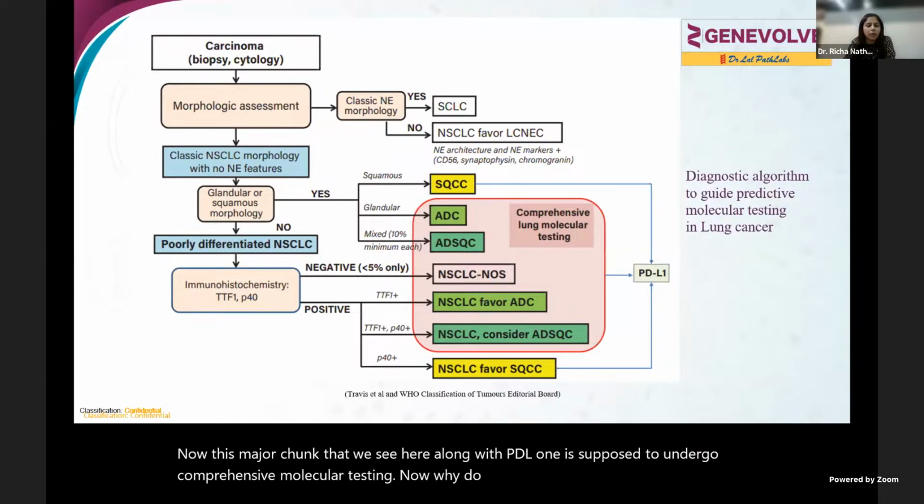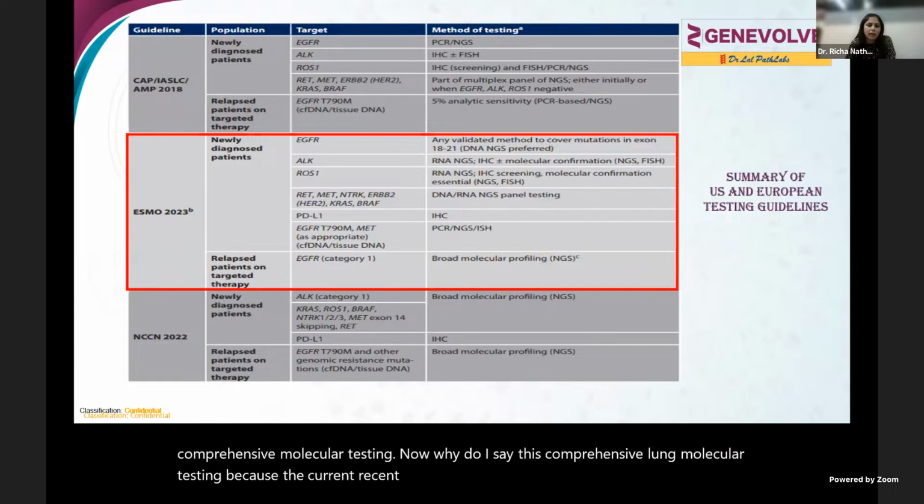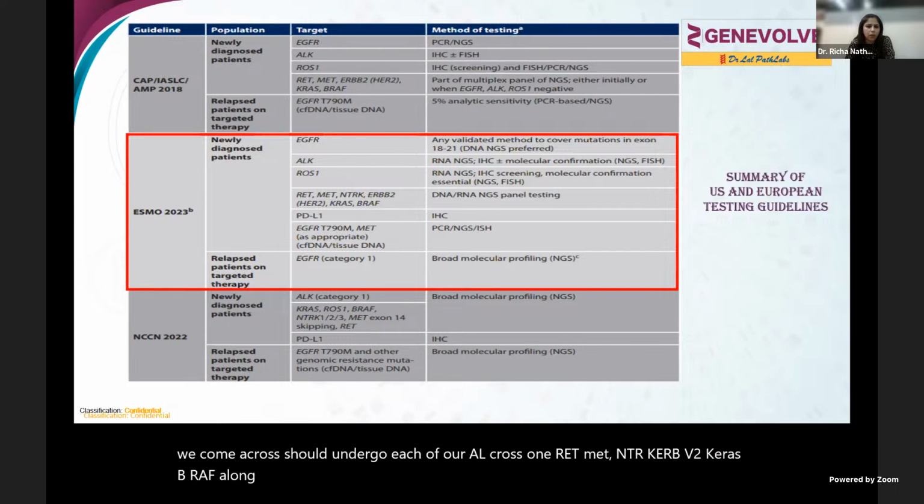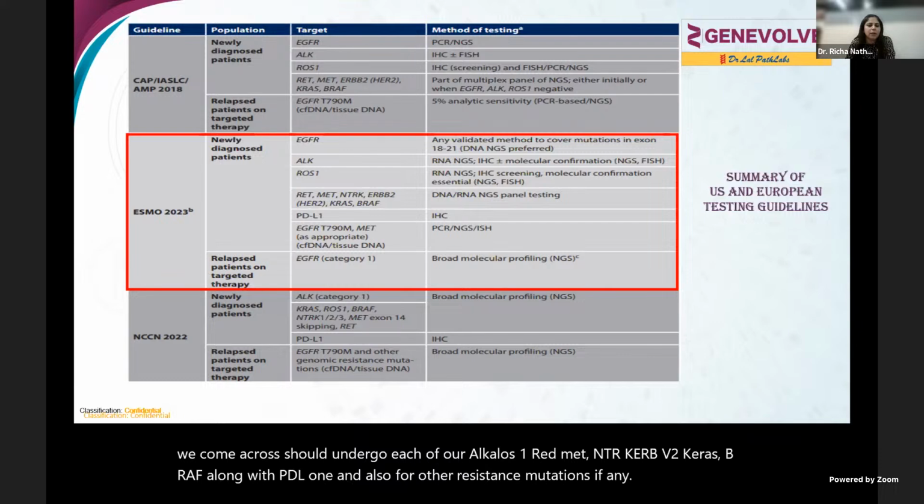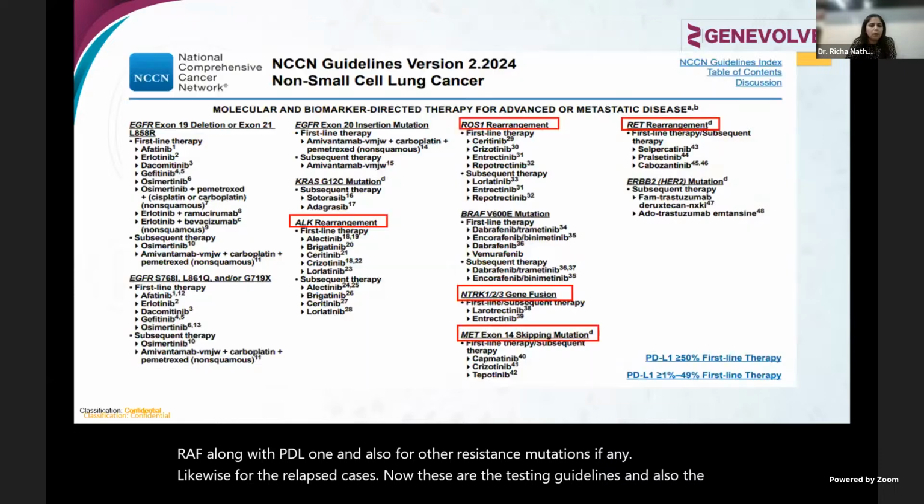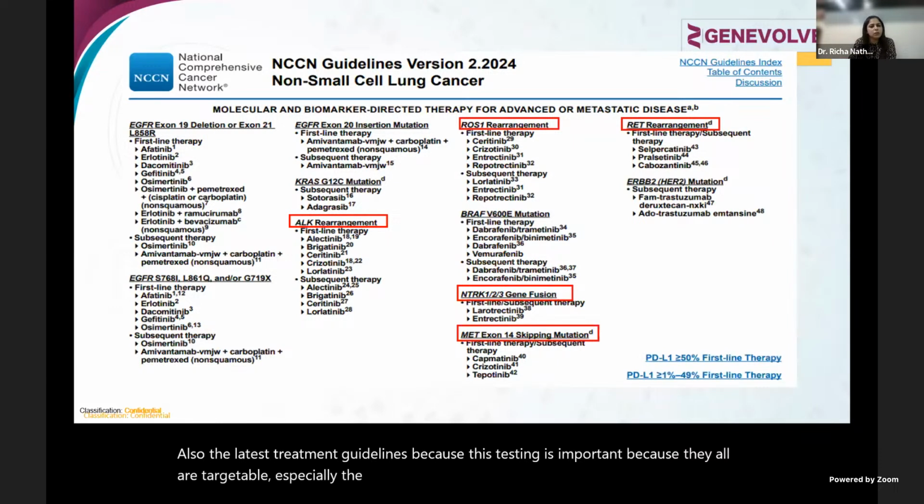Why do I say comprehensive lung molecular testing? Because the recent guidelines say every newly diagnosed patient should undergo EGFR, ALK, ROS1, RET, MET, NTRK, ERBB2, KRAS, BRAF, along with PDL1, and also testing for other resistance mutations, if any. Likewise for the relapsed case. These are the testing guidelines and also the latest treatment guidelines. This testing is important because they are all targetable, especially the rearrangements, which are not much talked about, like ALK, ROS, NTRK, MET, and RET.